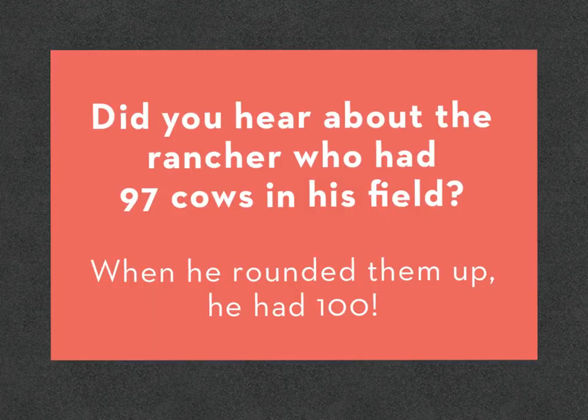Did you hear about the rancher who had 97 cows in his fields? When he rounded them up, he had 100. Get it? Rounded. What do ranchers do with their cows? They need to round up. They need to gather them up. And then we had a little math in here because 97 to the nearest 10th place is 100.